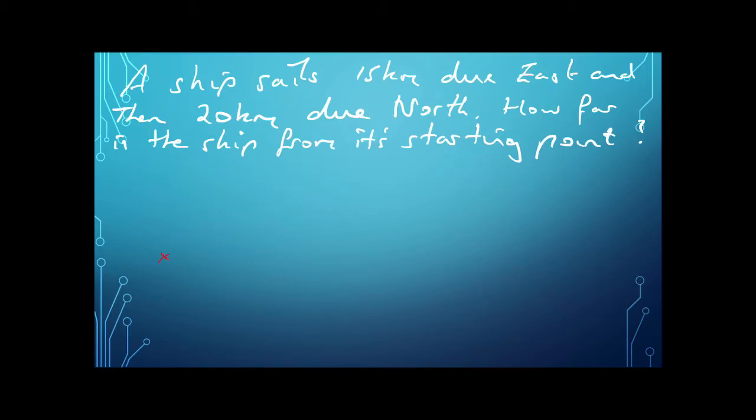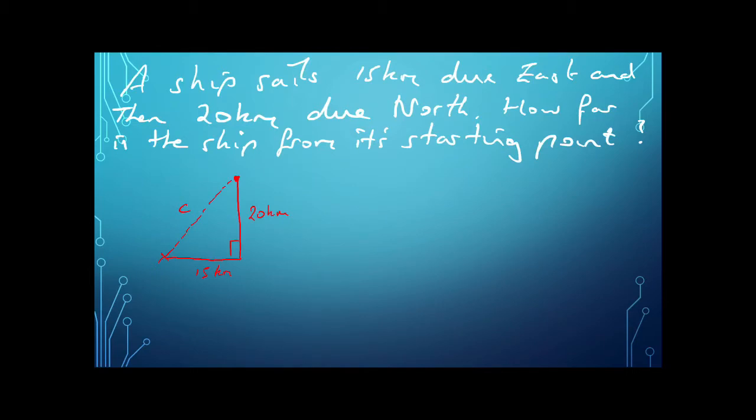So here is our starting point. The ship travels due east. Let that be the direction for east. That's 15 kilometers. And then it travels due north 20 kilometers. And there's 20 kilometers. And notice that that's a right angle. And so the ship is now there. And we've been asked to find that distance, the shortest distance to its starting point. So this is a Pythagoras question, and we've been asked to find this length.